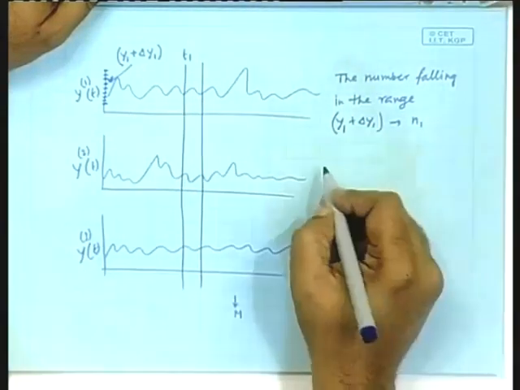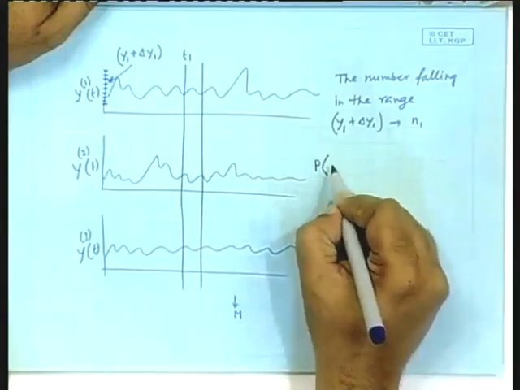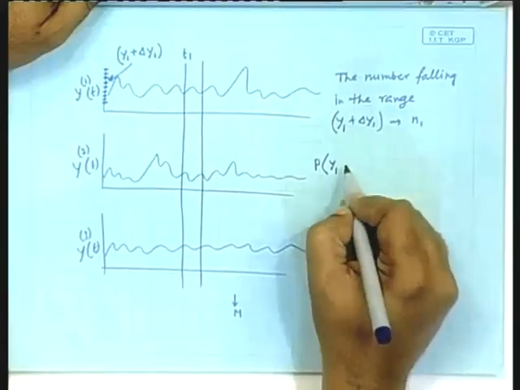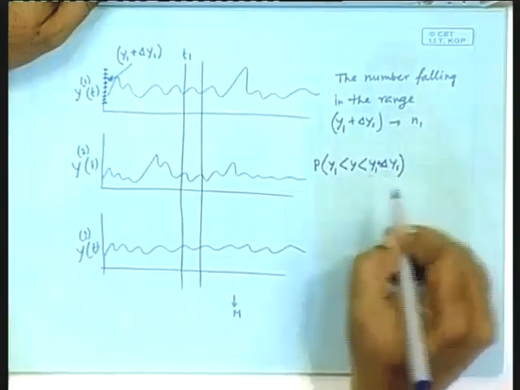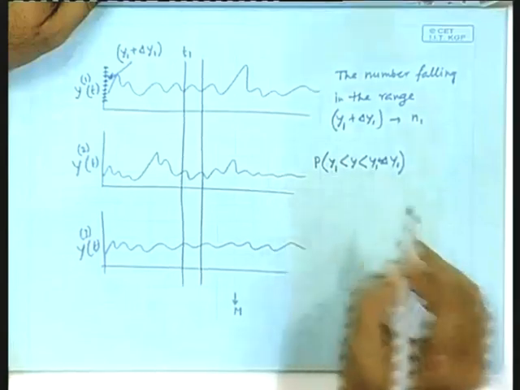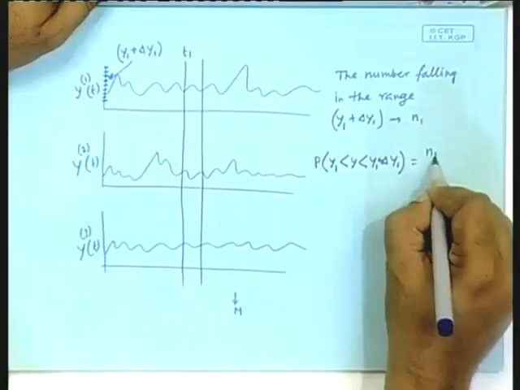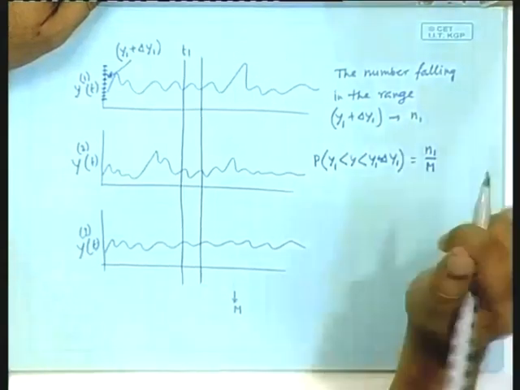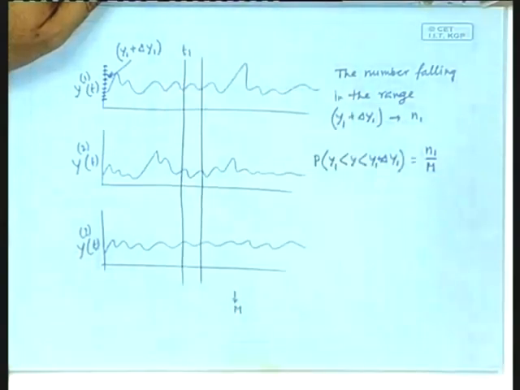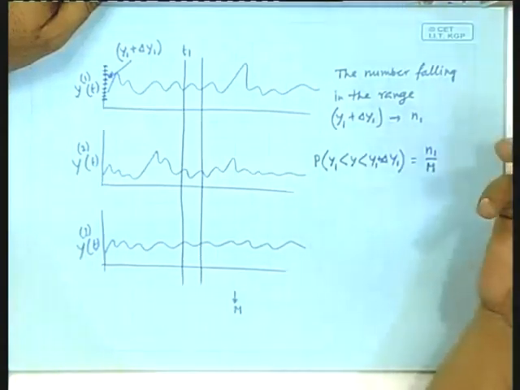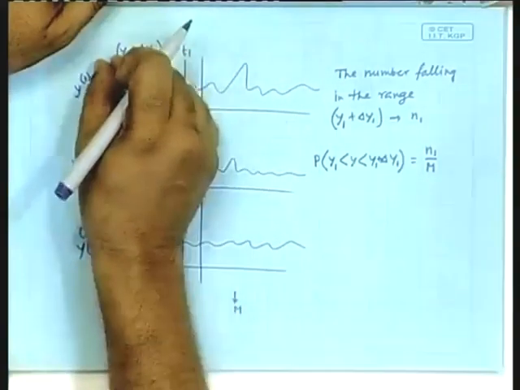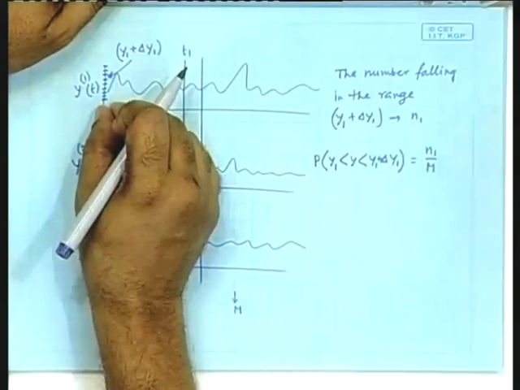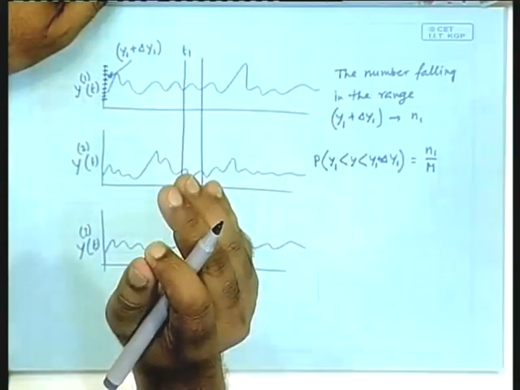So, the probability of y falling within the range of y1 to y1 plus delta y1 would be n1 by m. So far simple stuff. But now, if m is large, that means you have a large ensemble available, and we take very small delta y, then obviously we can calculate that for the whole range, and what does it yield? It yields a probability density function at time t1.